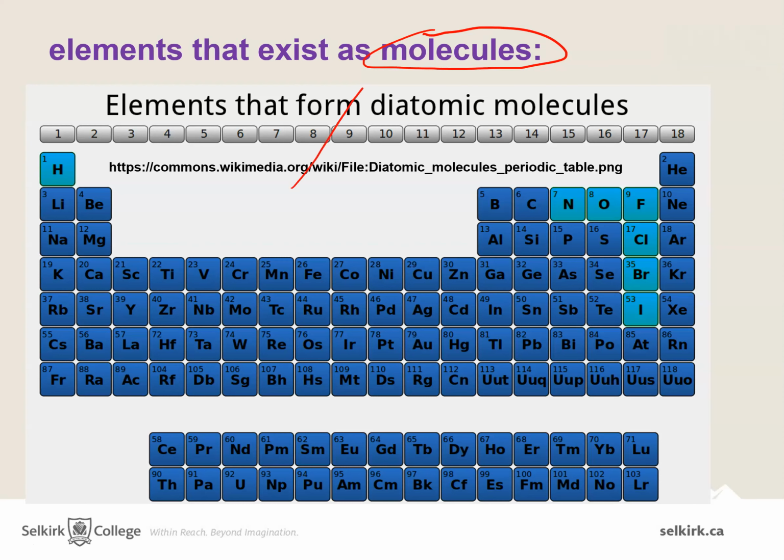Molecules are groups of atoms held together by covalent bonds. More on covalent bonds later. But the short version is covalent bonds are shared pairs of electrons.